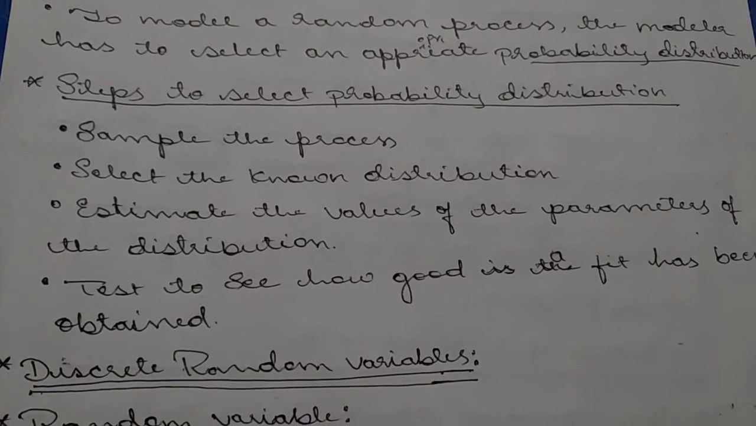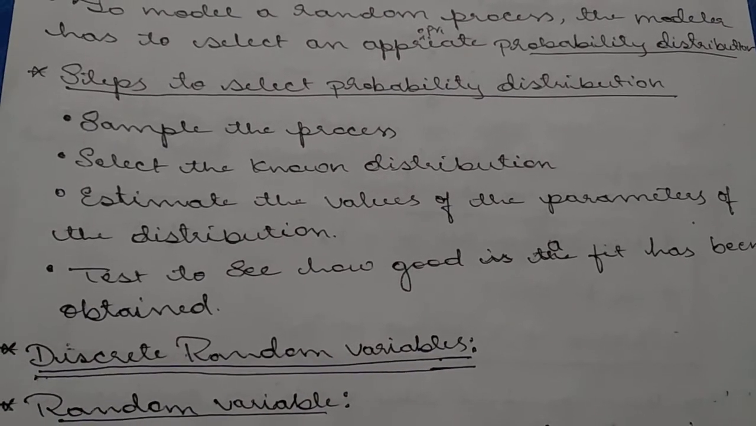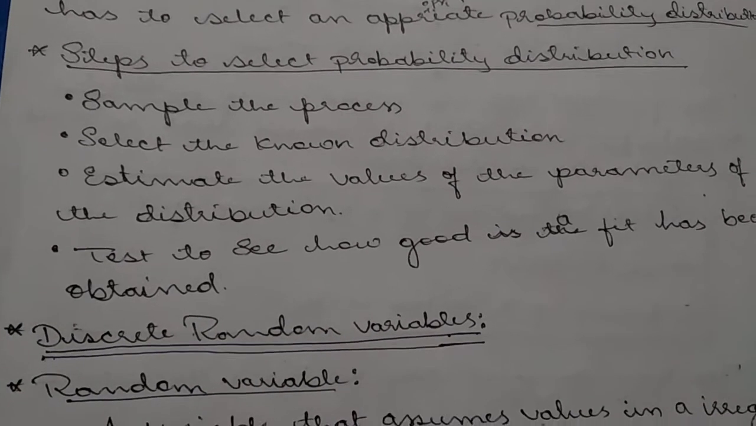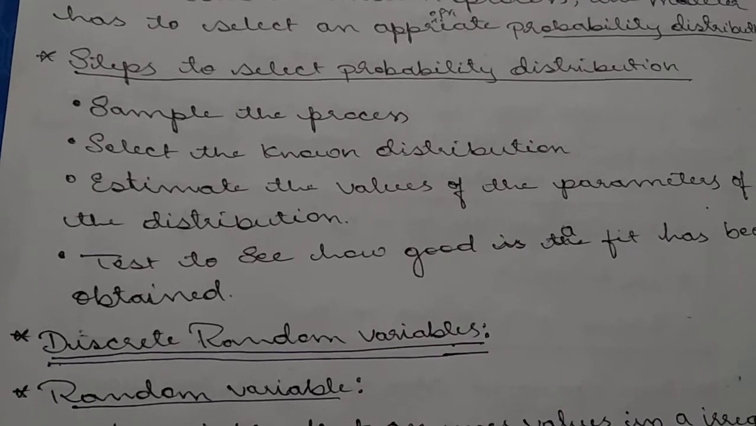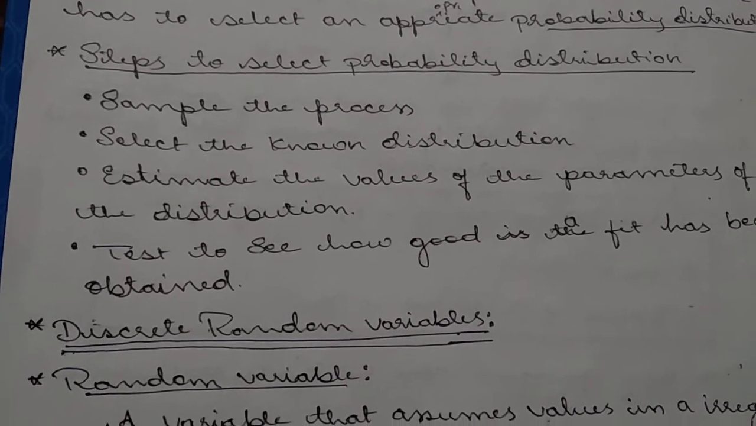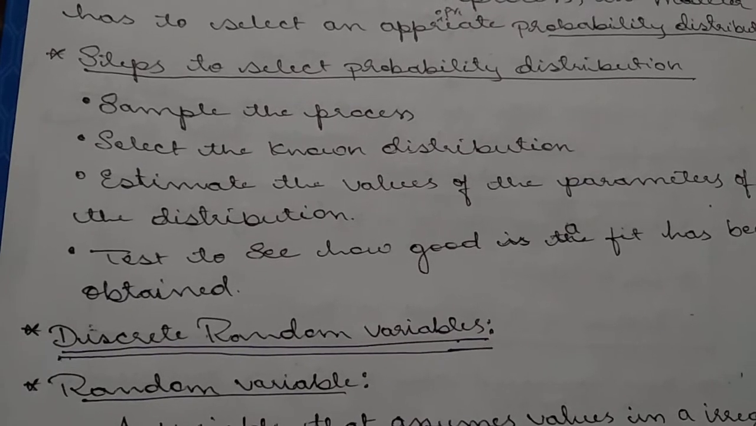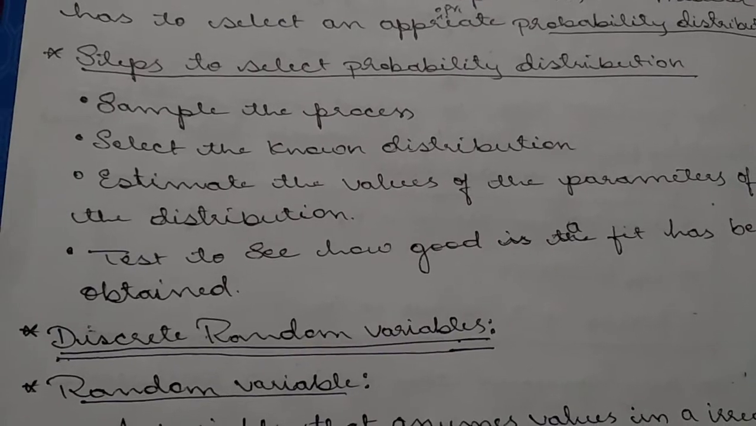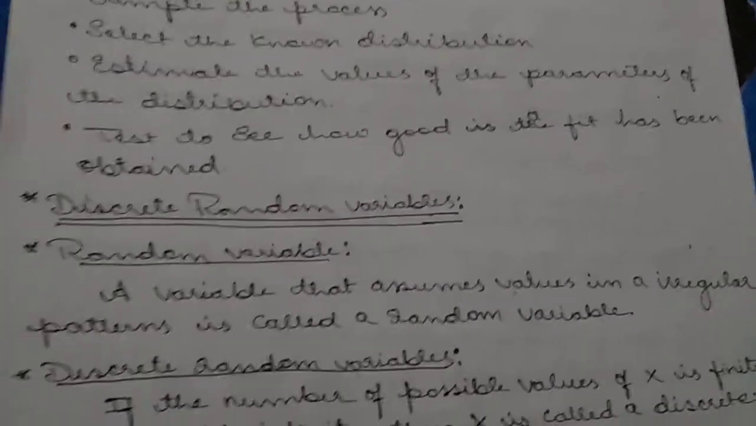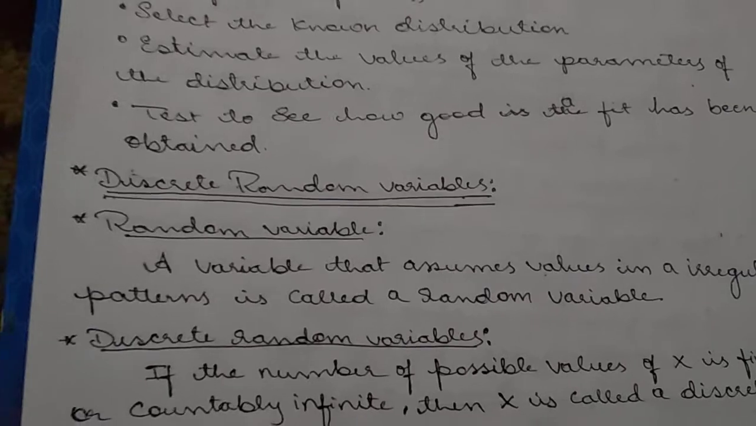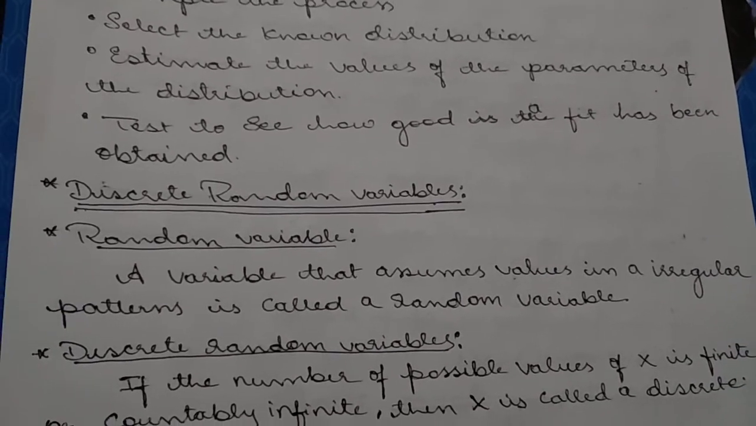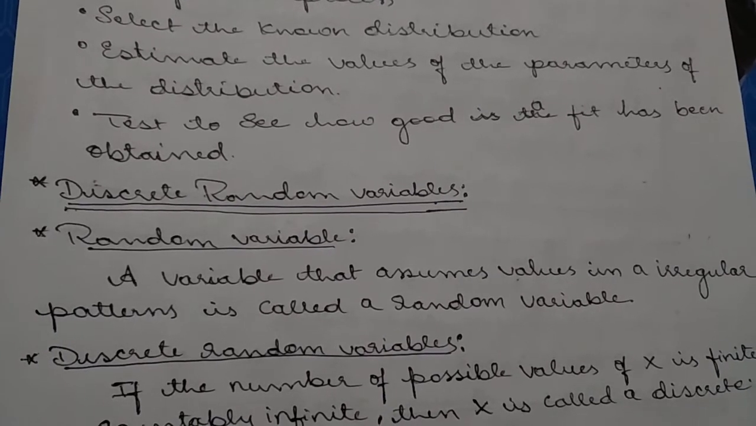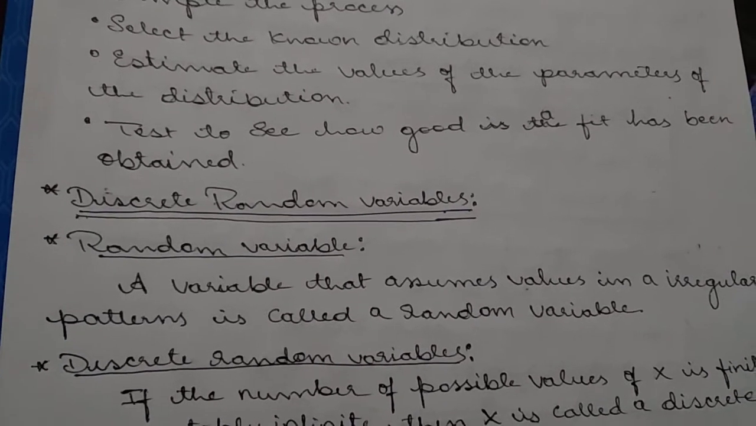Now we'll see some of the terminologies in order to go with your actual statistical models. First one is discrete random variables. Before going to discrete random variables, you must know what a random variable is. Already we have studied random variables. Variables which are randomly generated are called random variables. That is a variable that assumes values in an irregular pattern. We cannot predict the pattern in which we get the random variables. That is called your random variables.